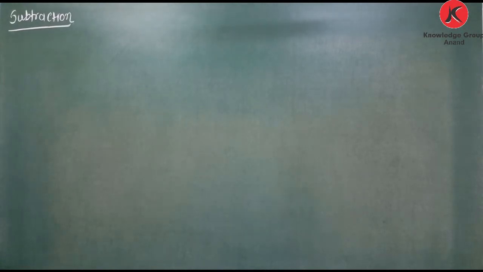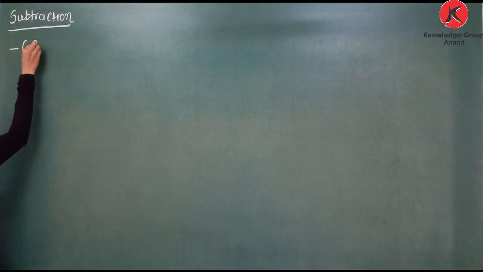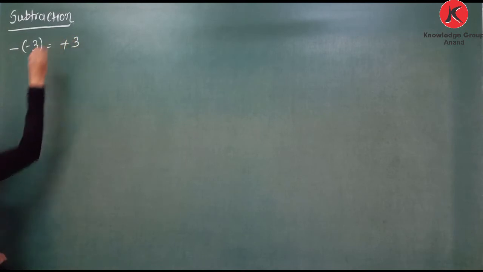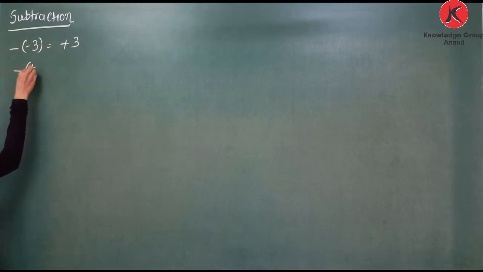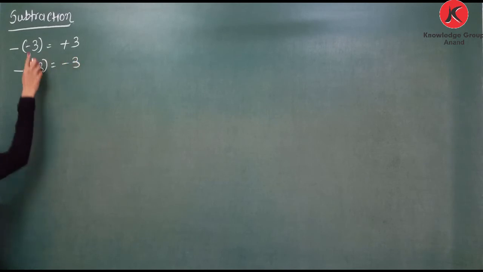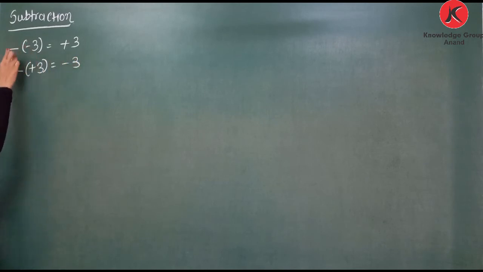Now how to solve the subtraction of integers? In subtraction you need to change the sign of integers if there is a negative sign before the integer. So let's reverse that. If there is a negative sign before minus 3, it becomes plus 3. If we have plus 3, then the answer is minus 3. Whenever it is minus 3 and outside there is a negative sign, the answer will be plus 3 because minus minus is plus. If there is an addition and a negative sign is there, minus 3.